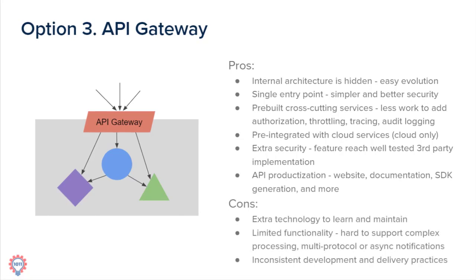But there are a number of significant cons. First of all, this is a new technology that needs to be learned and maintained within the organization. And if it's not an issue for you right now, it may become an issue in the future, especially if you're using components from companies that may go out of business. Some API gateways have limited functionality, so if you need to do something non-standard, let's say, receive asynchronous messages and publish them as WebSockets or Socket.io notifications, you may be out of luck.